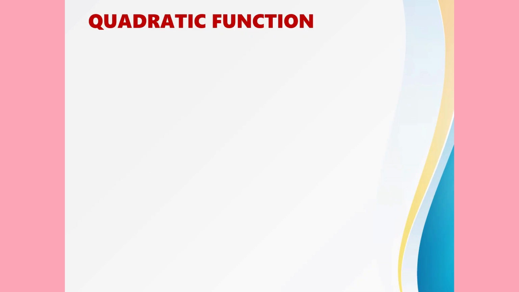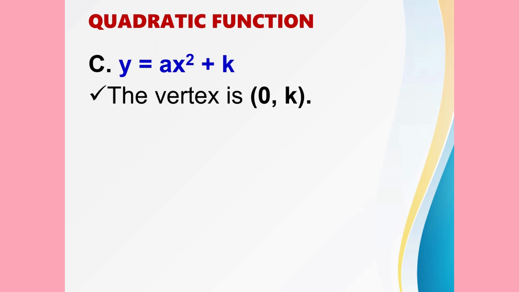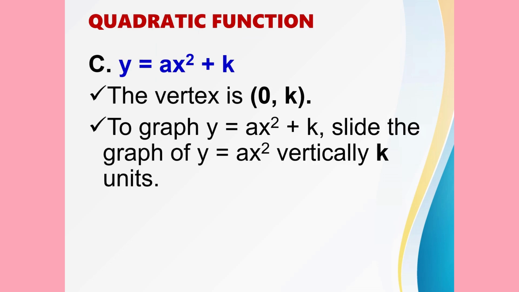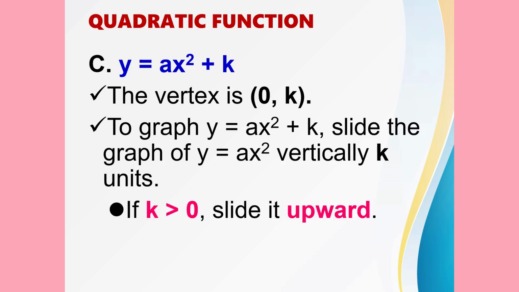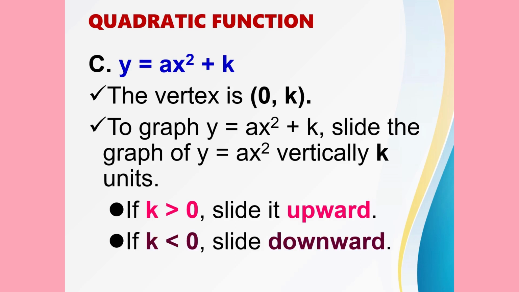To summarize the third form of quadratic function, that is in the form of y equals ax squared plus k. So the vertex is at (0, k), and to draw the graph of y equals ax squared plus k, slide the graph of y equals ax squared vertically k units. If k is greater than 0 or positive, slide it upward, and if k is less than 0 or negative, slide it downward.